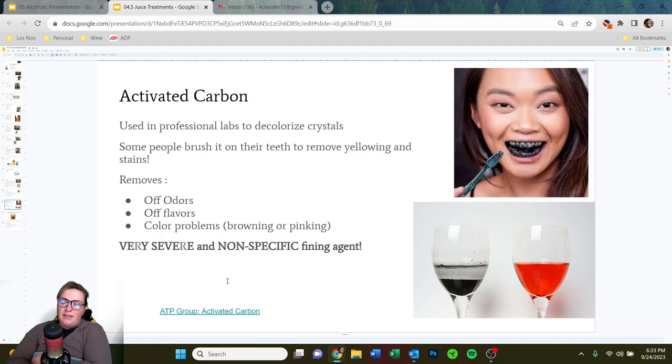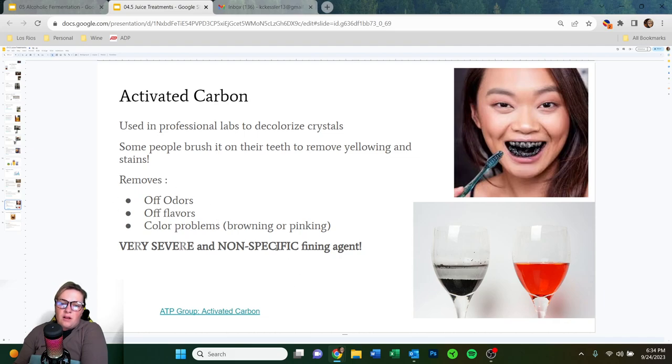So next on our list is activated carbon. You'll see in very big font down here, it's very severe and it's also a non-specific fining agent, and that's just the nature of carbon in general. It's the backbone of all living things here on Earth. Everything's based off of a carbon skeleton. So carbon is just very diverse and bonds and reacts with most everything. So it's highly valuable in the wine industry, but it can be very severe, and it can just remove everything.